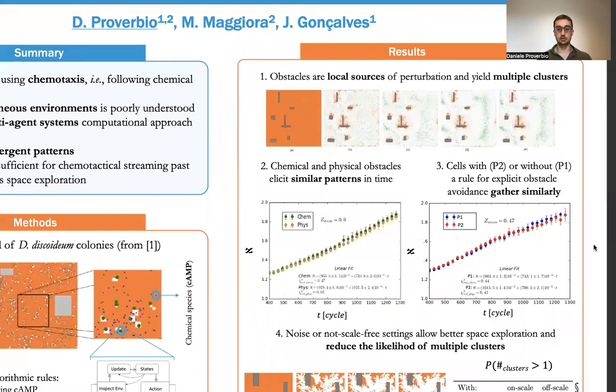Interestingly, the nature of obstacles doesn't significantly change the gathering process. As you can see, both chemical and physical obstacles yield very similar patterns in time. As well, we tested individual mechanisms for agents. So either using the simulations as they are, or equipping the agents with further mechanisms to explicitly sense and avoid obstacles. Strikingly, both strategies basically elicit similar gathering behaviors.